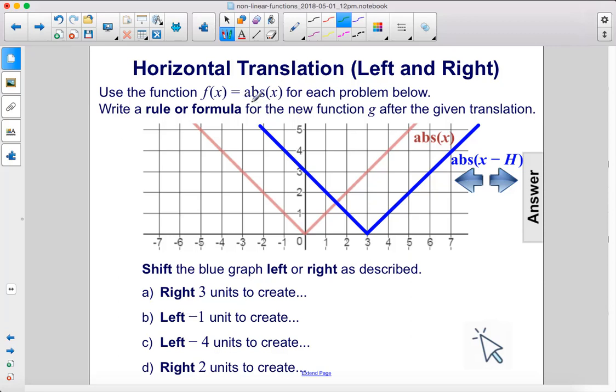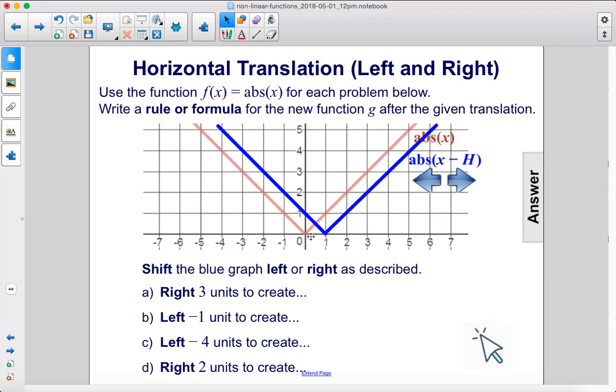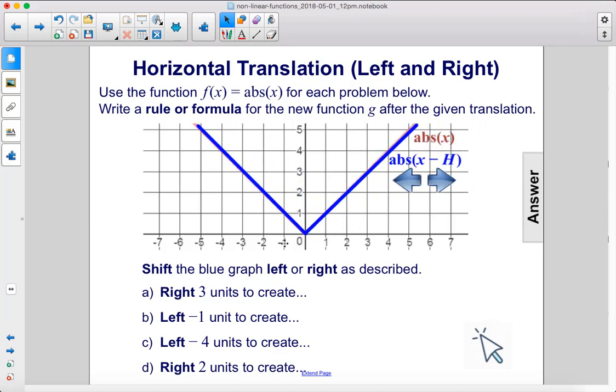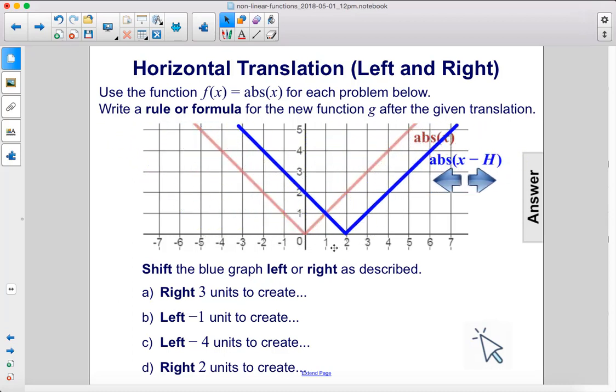Use the function f of x equals the absolute value of x for each problem below. Write a rule or formula for the new function g after the given translation. So we have, in red here, the absolute value of x, and here we have our absolute value of x minus h in blue. So shift the blue graph left or right as described.